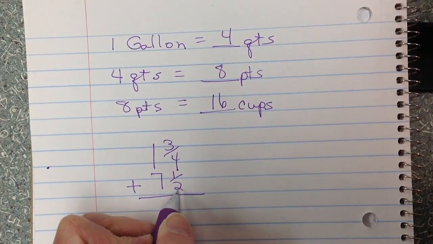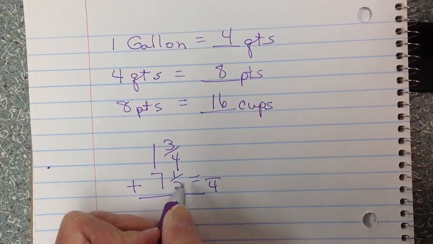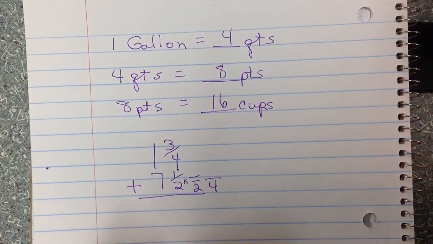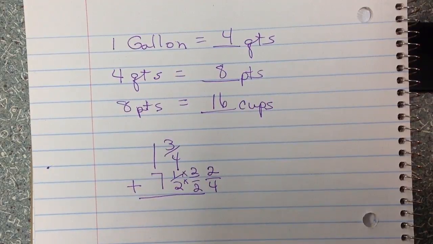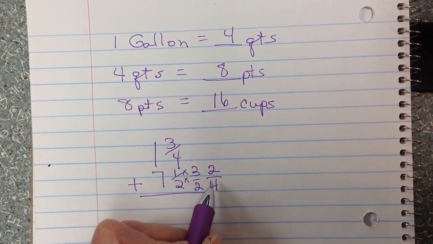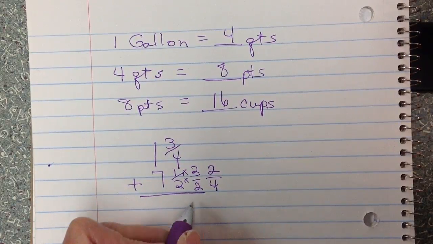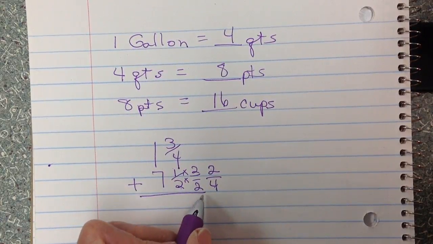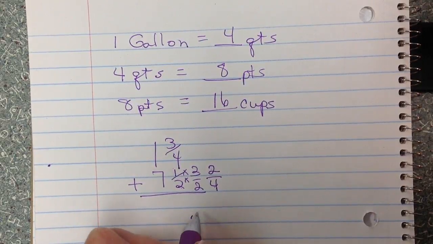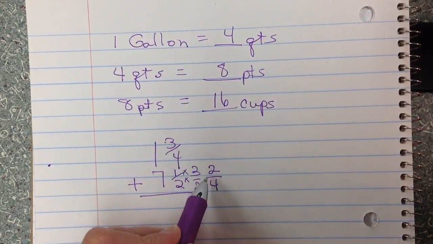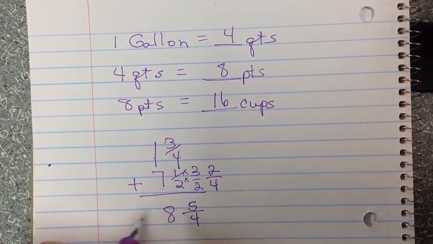So I think to myself, can 2 go into 4? Yes. 2 times 2 equals 4. 1 times 2 equals 2. 1/2 is equal to 2/4. Now they have a common denominator. Now I can add them. 3/4 plus 2/4, I keep my common denominator. 3 plus 2 is 5. 1 plus 7 is 8.